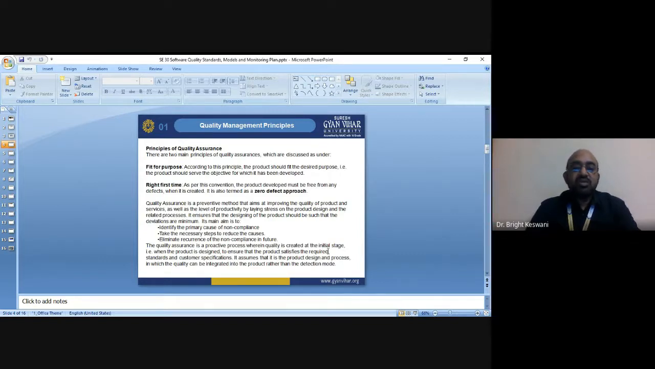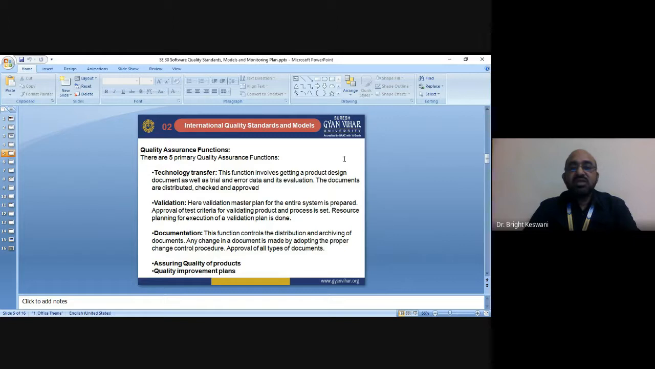So quality assurance is a proactive process in which quality is created at the initial stage, that is, when the product is designed, to ensure that the product satisfies the requirements. It should satisfy the standards. It should satisfy the customer specifications. And it is in the product design and process that quality can be integrated into the product rather than relying on the detection mode.